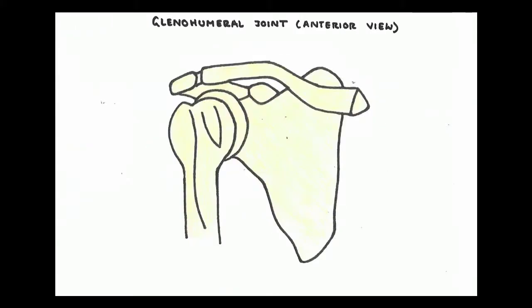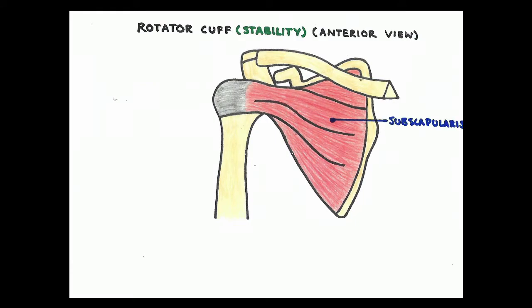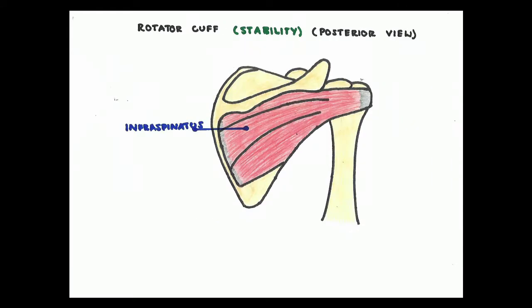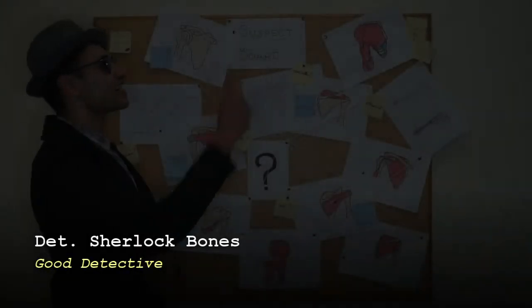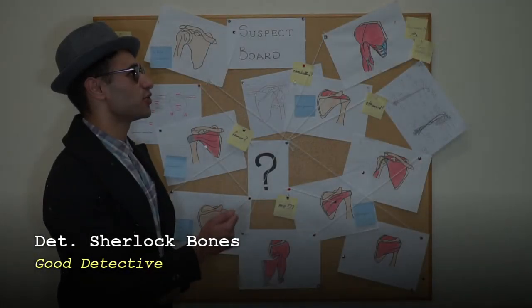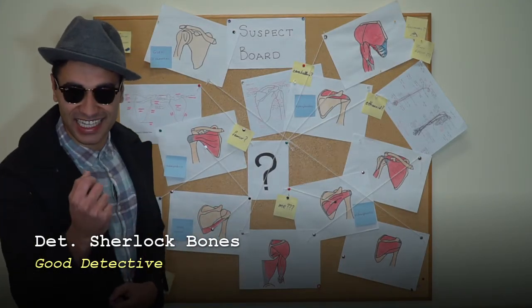The glenohumeral joint is particularly lax, and thus is stabilized by a group of muscles known as the rotator cuff, that is, subscapularis on the anterior side, and supraspinatus, infraspinatus, and teres minor on the posterior side. Aha! Since it's a stability issue, it must be the muscles of the rotator cuff. Bones does it again.